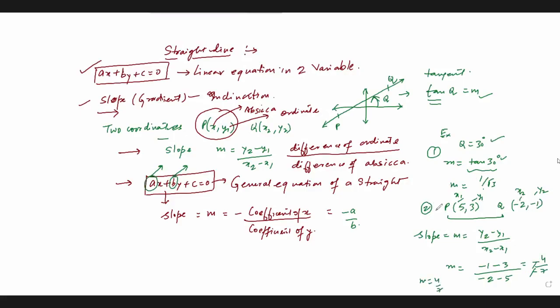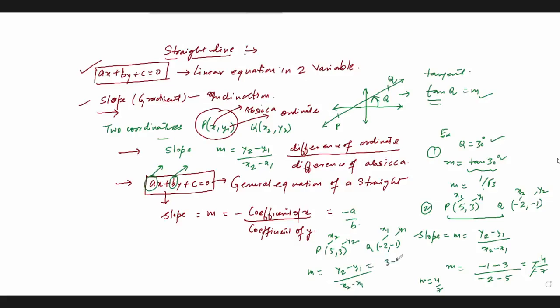Now some students can ask a question here. Sir, you decided that P is x1, y1 and Q is x2, y2. If we reverse it, what will happen? Now I am reversing with the same thing. P coordinate is 5, 3 and Q coordinate is -2, -1. Now I am taking this as my x1, this as my y1, this as my x2, this as y2. Then m is equal to y2 minus y1 divided by x2 minus x1.